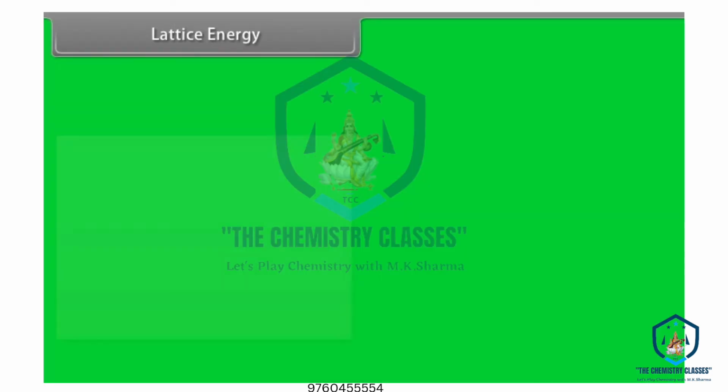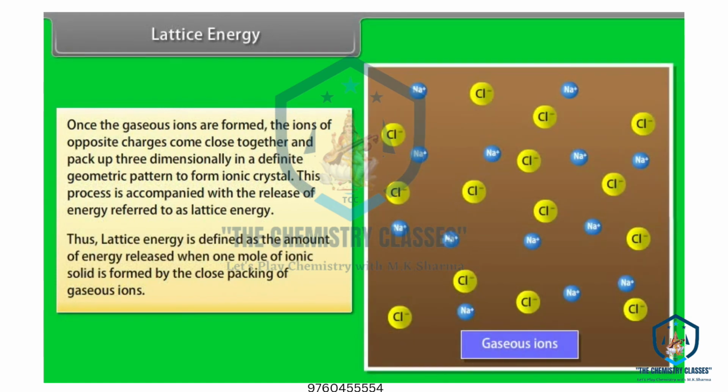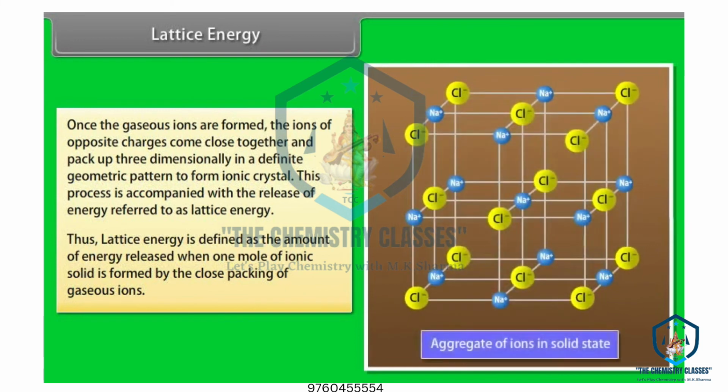Lattice energy. Once the gaseous ions are formed, the ions of opposite charges come close together and pack up three-dimensionally in a definite geometric pattern to form an ionic crystal. This process is accompanied by the release of energy referred to as lattice energy. Thus, lattice energy is defined as the amount of energy released when 1 mole of ionic solid is formed by the close packing of gaseous ions.